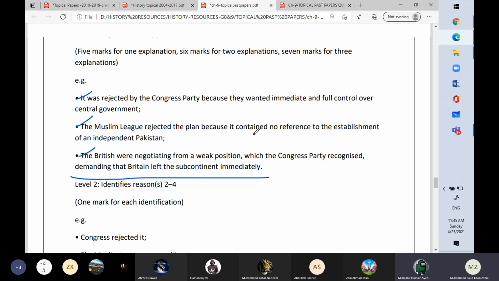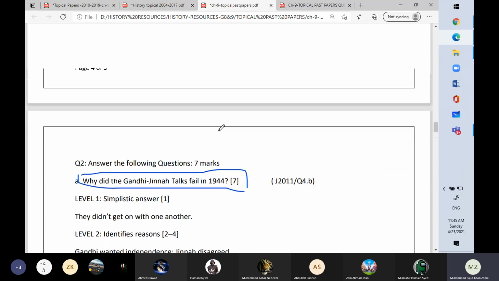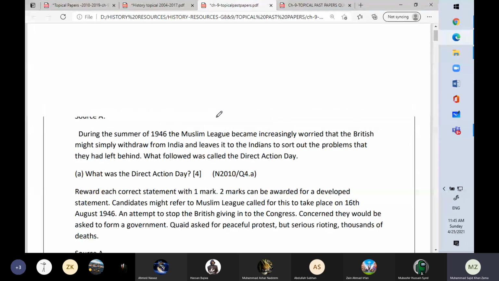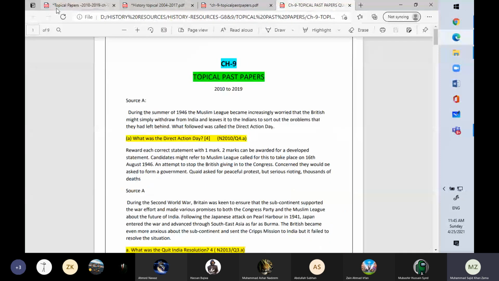And secondly, the British position was not as strong as it used to be. Congress knew this, and they believed it was high time to pressurize them and make them leave India. There are only four topics in this, as I mentioned earlier. What you are supposed to do is prepare these four topics tomorrow, and we will have a brief test in the class. Is it clear to everyone?